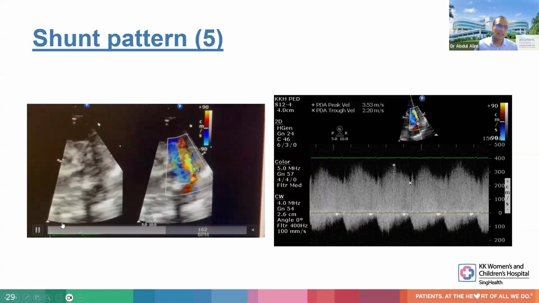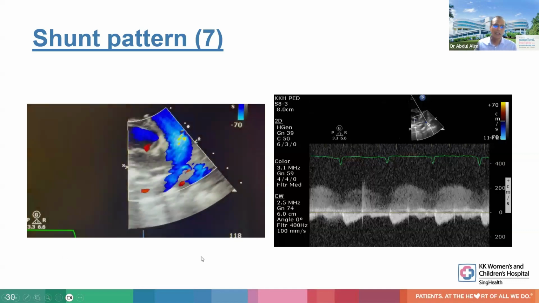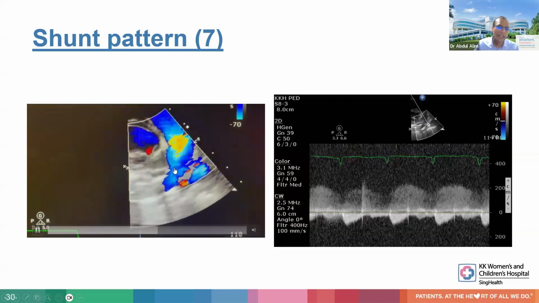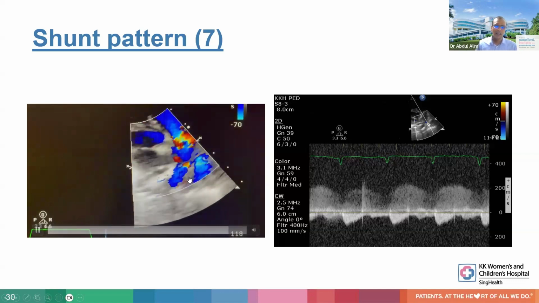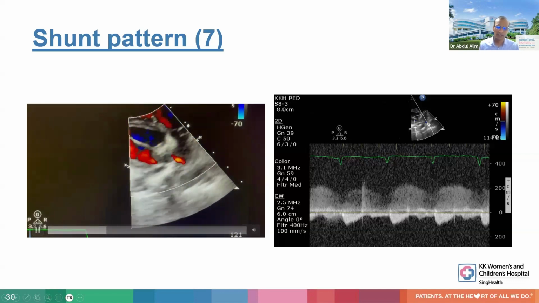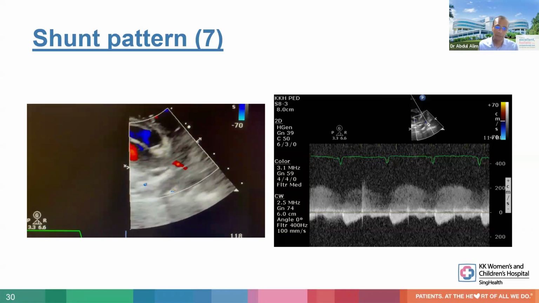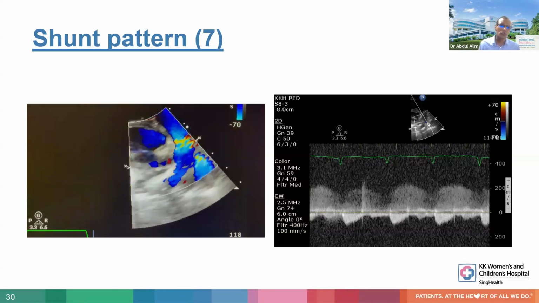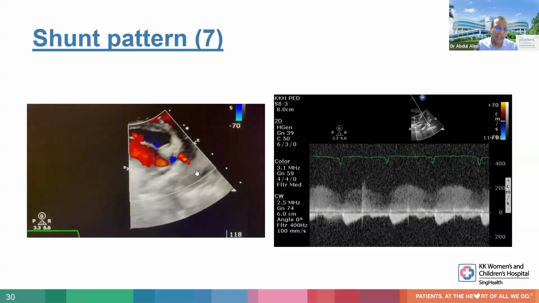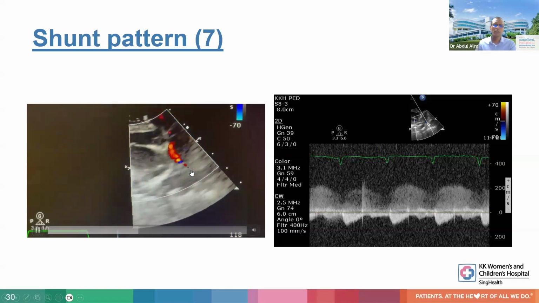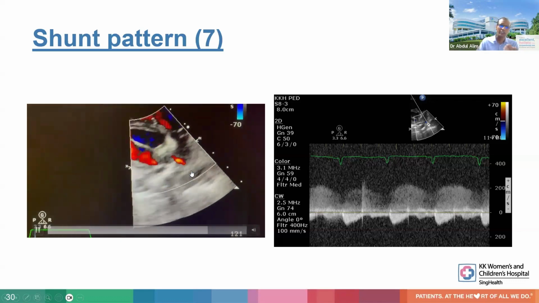Okay, so this is the last PDA flow pattern. Again, the image is not very clear. You can hardly see the PDA on 2D because this is a late baby, nearly 40 weeks ex-premie, with pulmonary hypertension and BPD. So this baby has a very tiny PDA, which is definitely not hemodynamically significant. On 2D it measures only 1.2 or 1.3 millimeters.